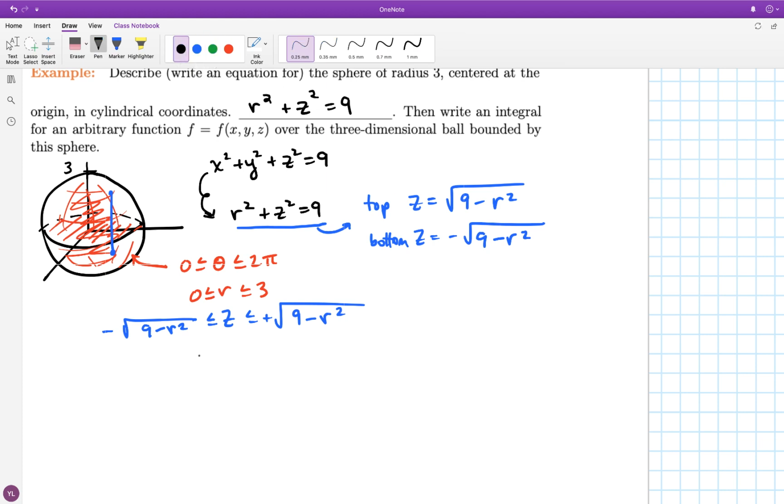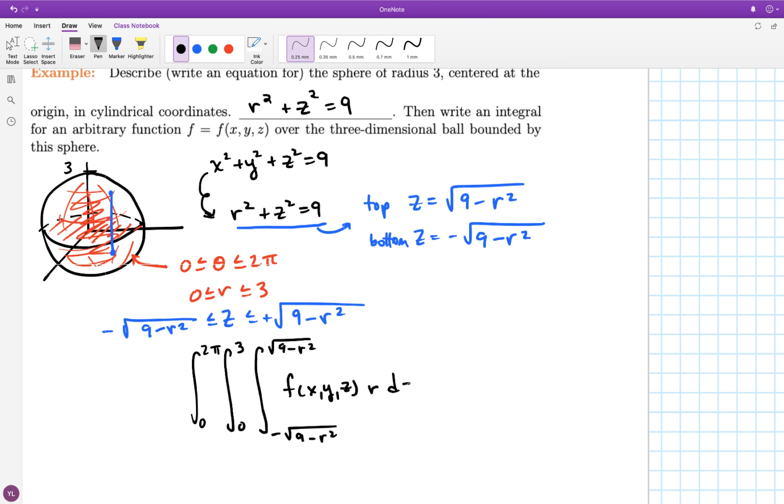So if I have any old integrand function, I just put it in the middle and set up my integrals like this. So theta goes between 0 and 2 pi, r goes between 0 and 3, and then z goes between negative root 9 minus r squared and positive root 9 minus r squared. And then we have our extra r for the polar coordinates, dz, dr, d theta.